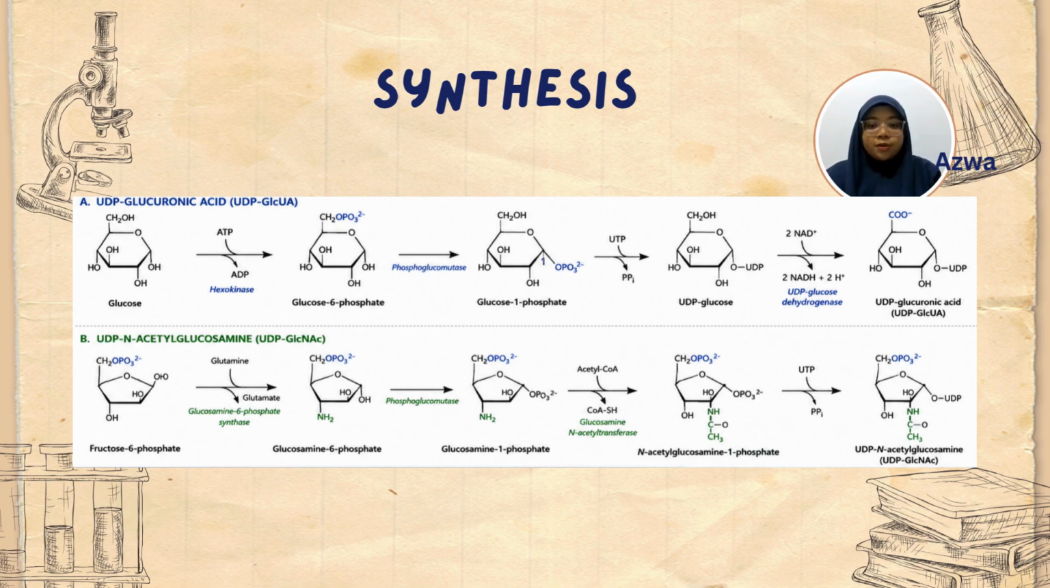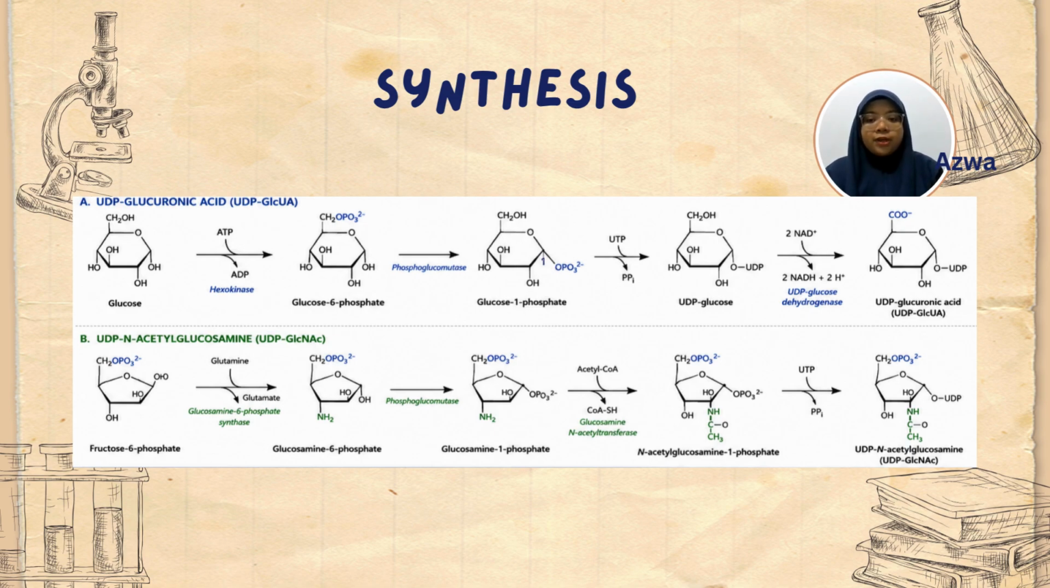First, two sugar precursors are produced. The first precursor is UDP-glucuronic acid, or UDP-GlcUA. It starts from glucose, which is phosphorylated by hexokinase to form glucose 6-phosphate. This is then converted into glucose 1-phosphate by phosphoglucomutase.